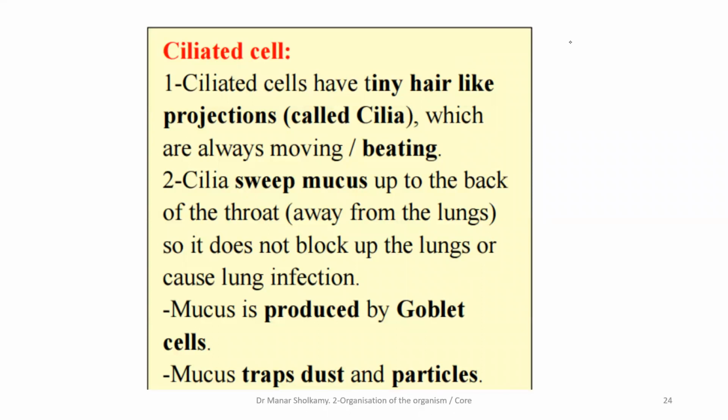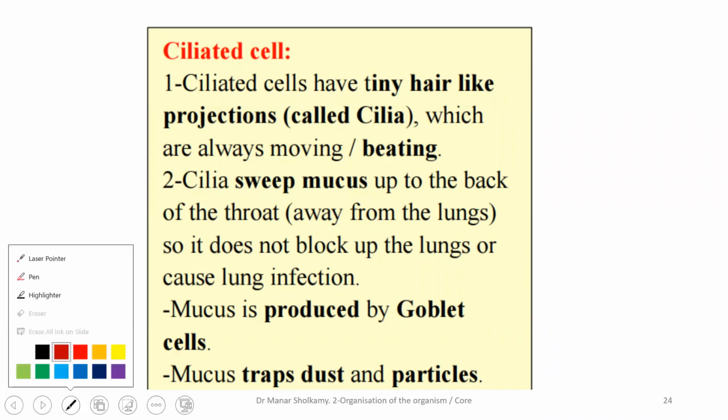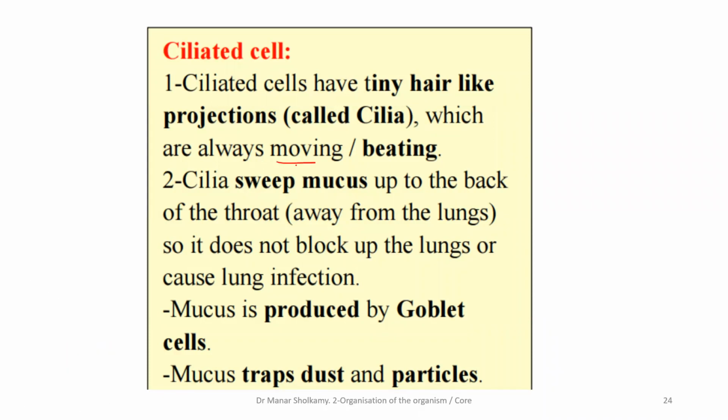We'll read it together quickly. Ciliated cells have tiny hair-like projections called cilia, which are always moving. In biology, we sometimes use the word beating. They sweep mucus up the back of the throat, in other words, away from the lungs, because we want to protect the lungs. So it does not block up the lungs or cause lung infection. Mucus is produced by goblet cells.